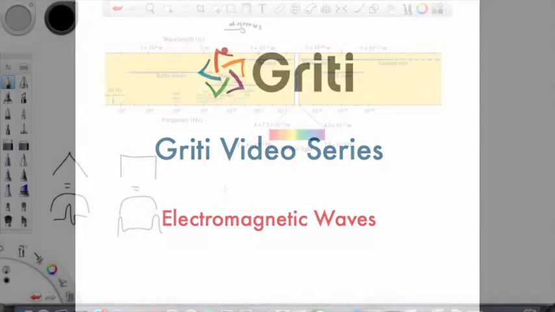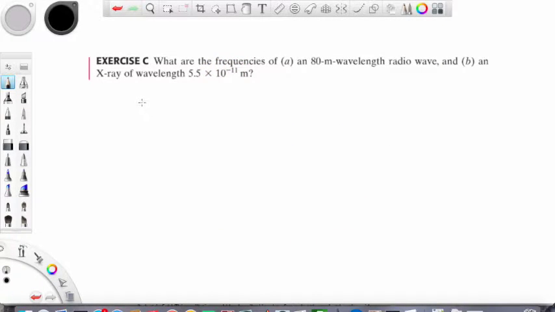That's more than enough of theory for this topic, so let's do some calculations.